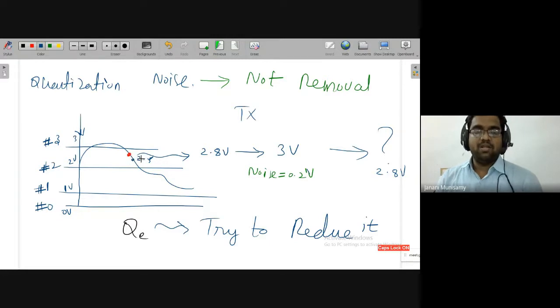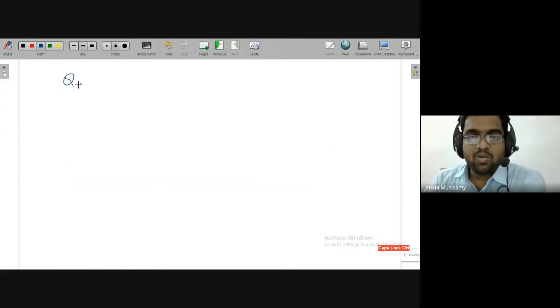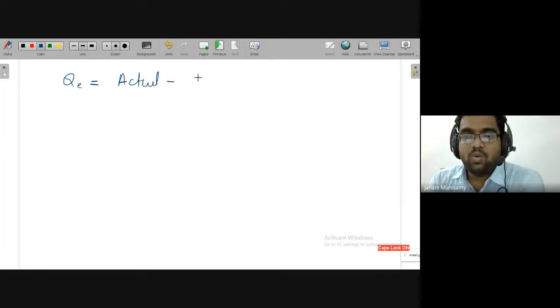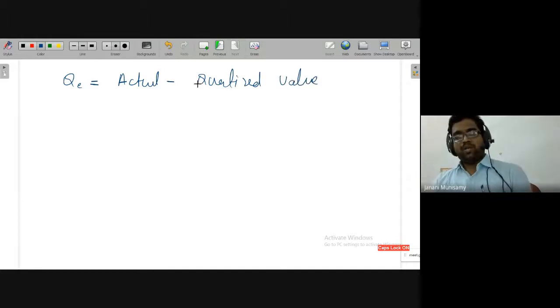So definitely this will be mapped to 3 volt or it may be mapped to 4 volt. Or otherwise, suppose if I take 2.1, definitely this will be mapped to 2 volt because level 2 is the nearby. That time, what is the quantization error? Say that is 0.1 volt. In general, how to find out the quantization error? Quantization error is actual value minus quantized value.